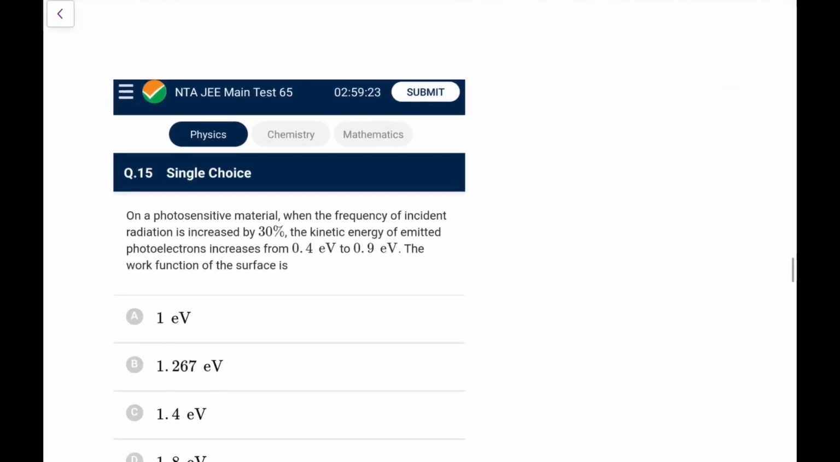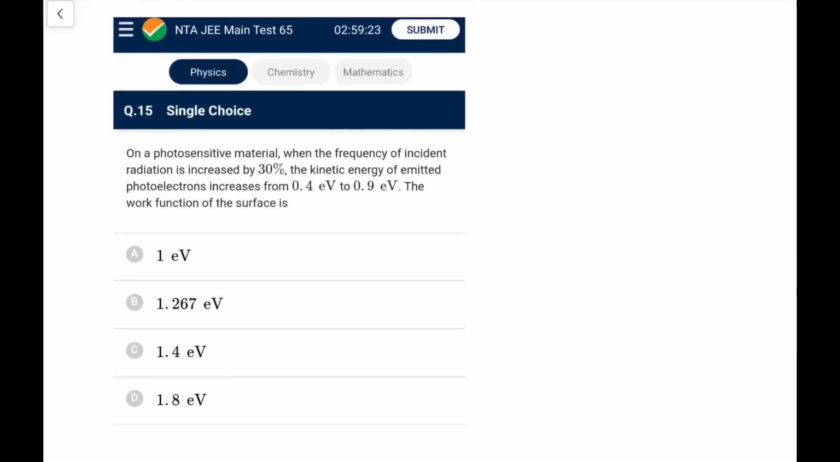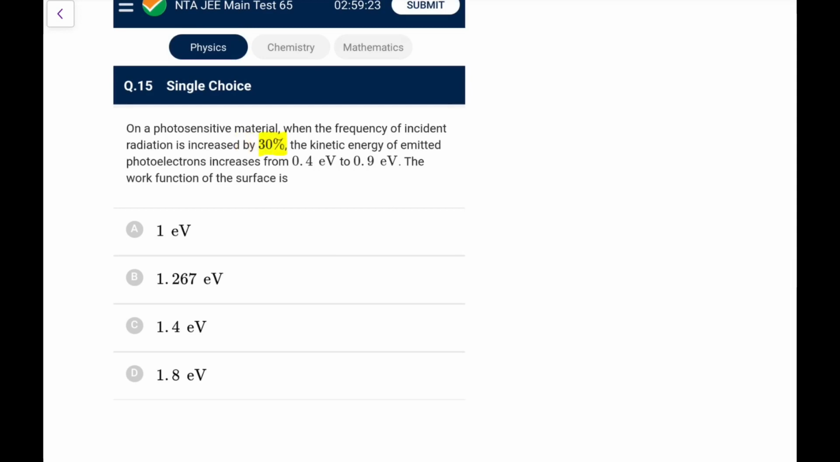Now next one, on a photosensitive material, when the frequency of incident radiation is increased by 30%, the kinetic energy of photoelectrons increases from 0.4 to 0.9 eV. The work function is? Initially, when the frequency is nu, h nu minus phi is equal to 0.4 eV. Increasing by 30%, it becomes 1.3 h nu minus phi is 0.9 eV. Now we have to find the work function.